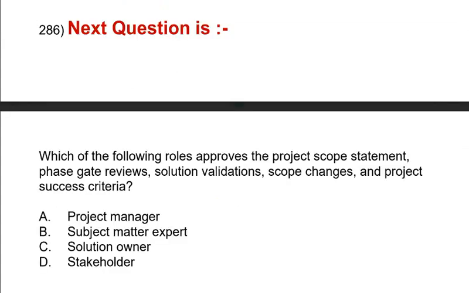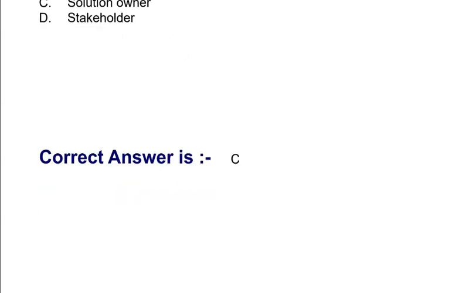Question is, which of the following roles approves the project scope statement, phase gate reviews, solution validations, scope changes, and project success criteria? Option A, project manager. Option B, subject matter expert. Option C, solution owner. Option D, stakeholder. Correct answer is option C.